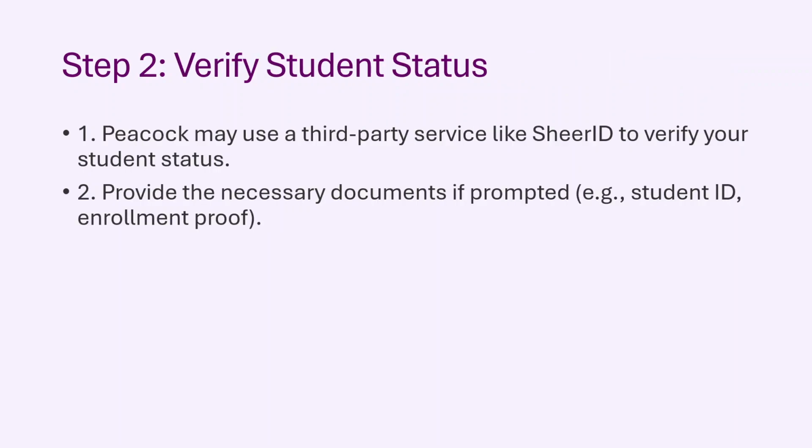Step 2. Verify student status. Peacock may use a third-party service like ID.me to verify your student status. Provide the necessary documents if they ask for it, for example, your student ID and enrollment proof.